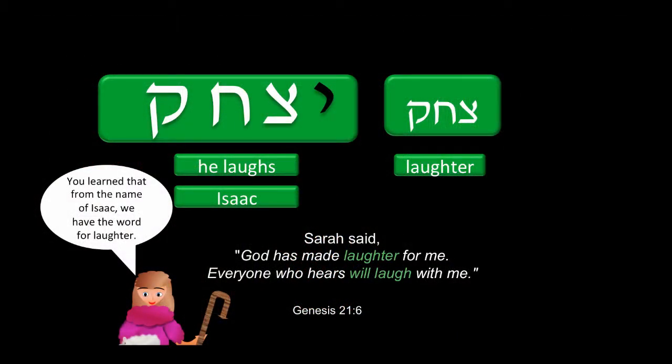And as we constructed a Hebrew unit, we also deconstructed a Hebrew unit. You learned that from the name of Isaac, we had the word for laughter. Not just he laughs, but when we take away that letter, then we actually have the word for laughter. And you can see how both of those words are in Genesis 21:6, when Sarah talks about how she named Isaac, because she was laughing.